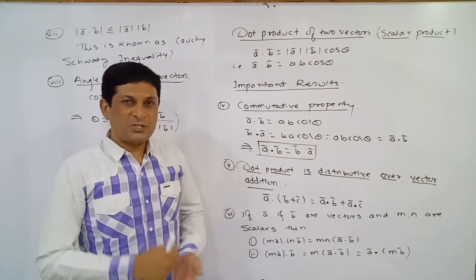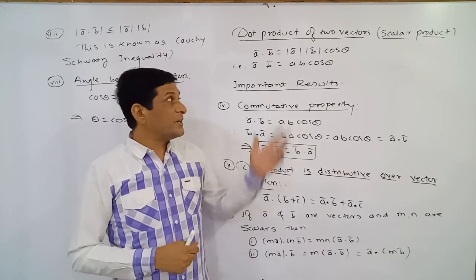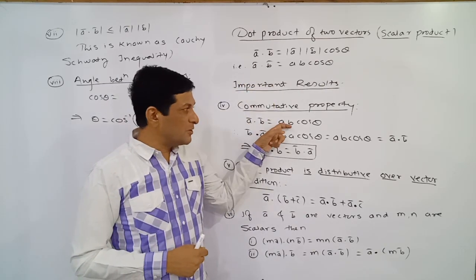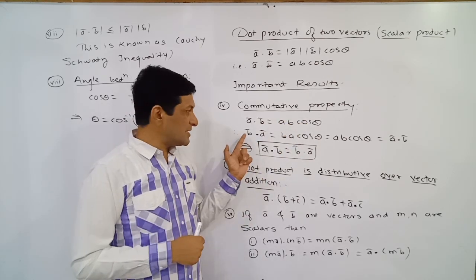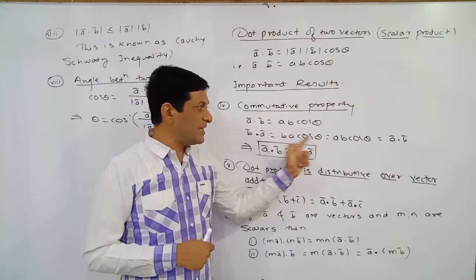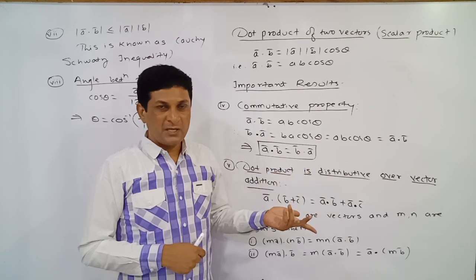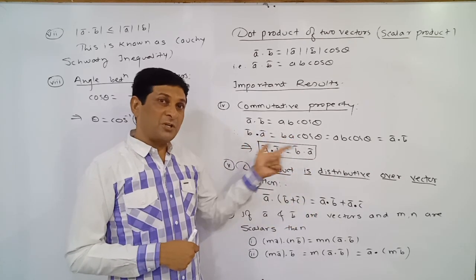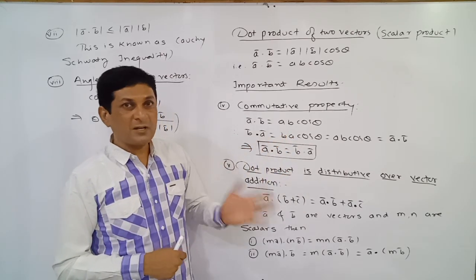Now let us check whether the commutative property holds in dot product or not. Already we have seen the definition of dot product, that a bar dot b bar is equal to ab cos theta. Using the same definition, b bar dot a bar will be equal to ba cos theta. Now a and b are nothing but numbers. Say, 3 into 2 is 6, and 2 into 3 is also 6. If you interchange these two numbers, the product does not change.